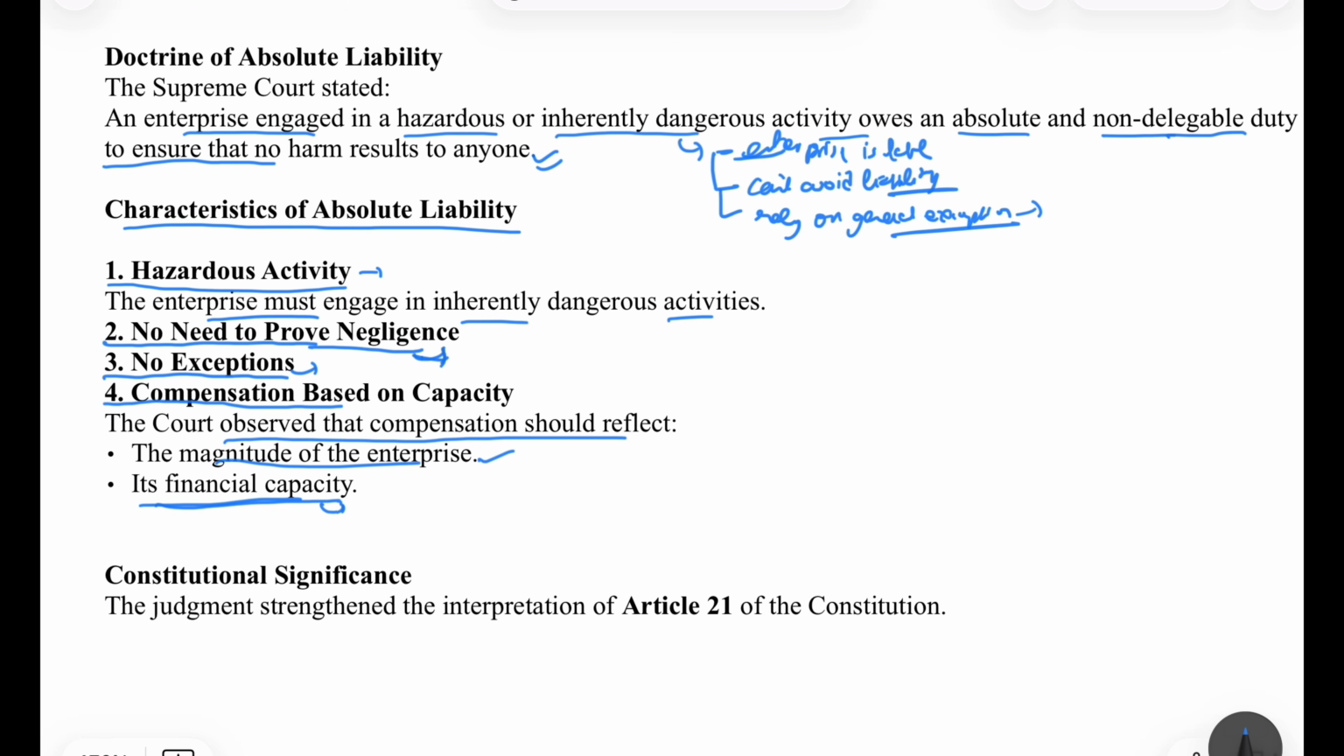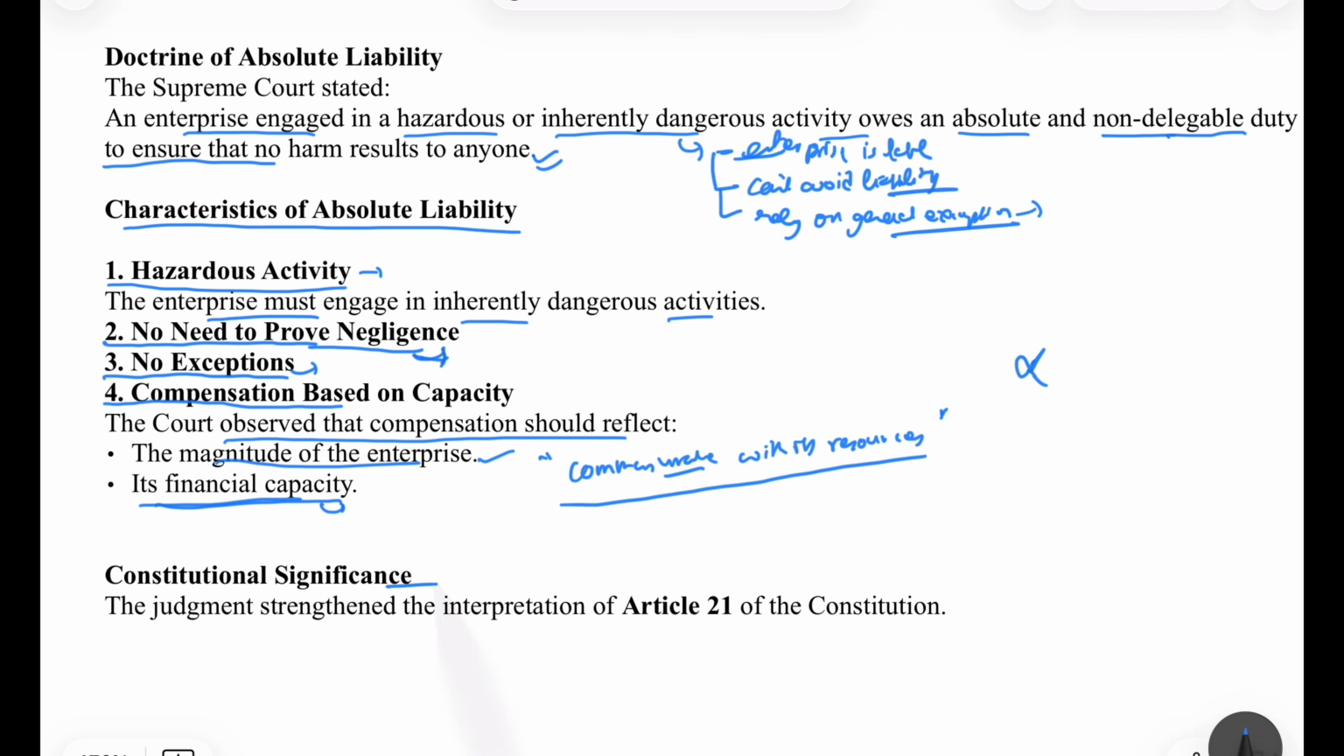A large corporation should pay compensation commensurate with its resources. This is the term used by the Supreme Court. Commensurate with its resources means directly proportional to its resources, so that liability has a meaningful deterrent effect.